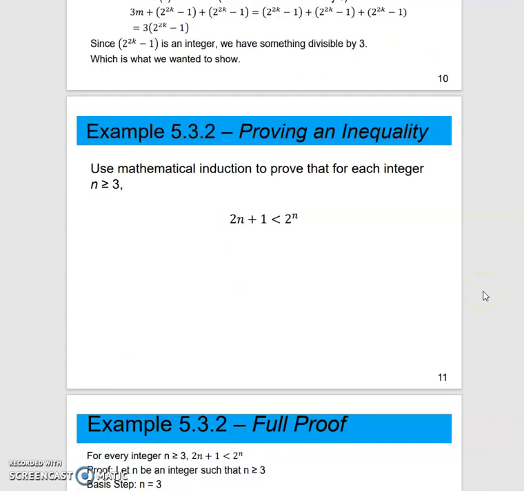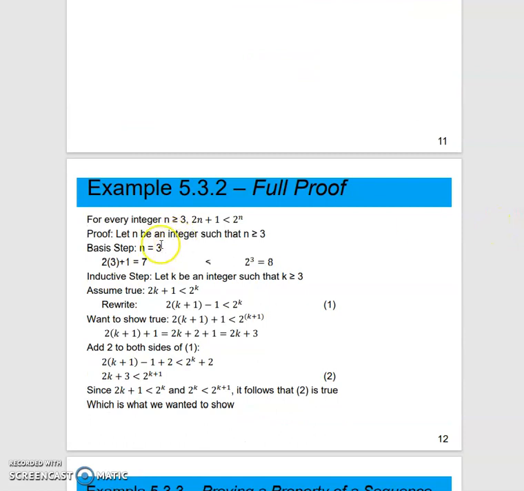All right, let's try another one with an inequality. I've got 2n plus 1 is less than 2 to the n, and we're starting with n greater than or equal to 3. So wherever we are given to start, that's where we start. So here I'm going to start at 3. On the left-hand side, I've got 7, and on the right-hand side, I have 8. So yes, that is a true statement.